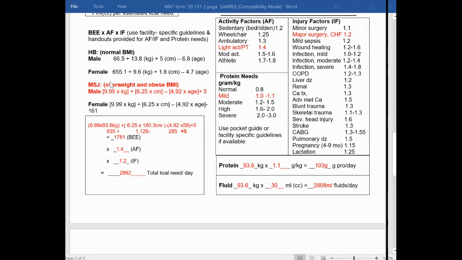Then finally, we move down to the BEE calculations. And you can see here I highlighted the Mifflin-St. Jeor and I highlighted the male so that I'm certain that I'm using the correct formula when I'm figuring out his BEE. So I just plugged in the information that I had from above. I have his weight in kilograms here. I have his height in centimeters here, and I have his age here, and then I just follow the formula.